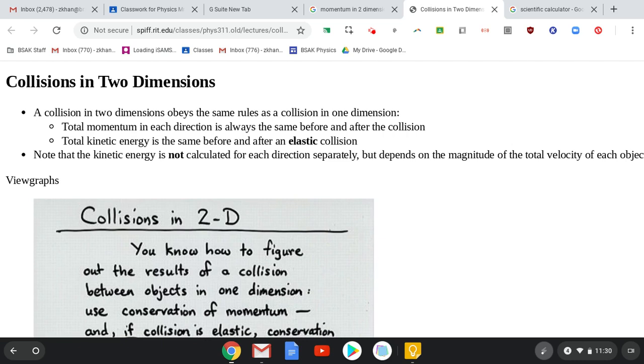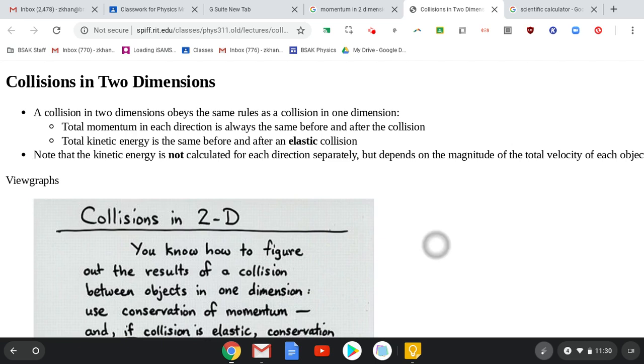So when we were looking at the conservation of momentum, the total momentum in each direction is always the same as before. And the total kinetic energy before and after are equal when it's an elastic collision, and when it's an inelastic collision, the total kinetic energy before is greater than the total kinetic energy after. Some of that energy has been transferred as thermal energy.